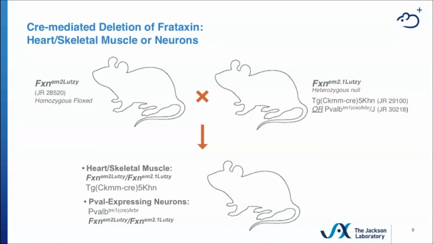And so here is the frataxin homozygous flox allele. In addition, we have the heterozygous null allele with either a cardiac-specific Cre or a neuronal-specific parvalbumin-specific Cre. And I'll show you the results from both of those particular mouse models. And so in one case, we're depleting frataxin only from the skeletal heart muscle. And then in the other form, we're depleting frataxin in a mouse only from those parvalbumin-expressing neurons that primarily function also in the cerebellum.